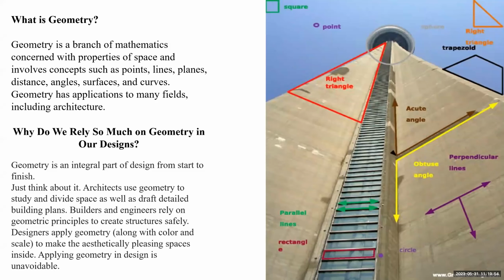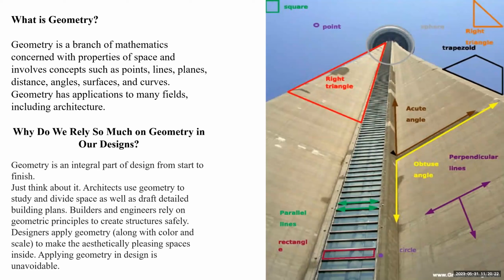So what is geometry? Geometry is a branch of mathematics concerned with properties of space and involves concepts such as points, lines, planes, distance, angles, surfaces, and curves. Geometry has applications to many fields, including architecture. Why do we rely so much on geometry in our designs? Geometry is an integral part of designing from start to finish.